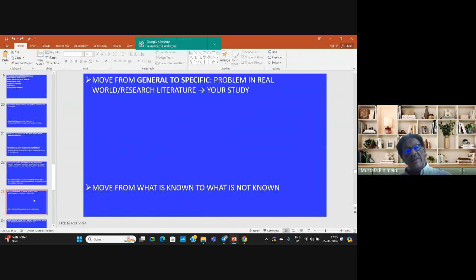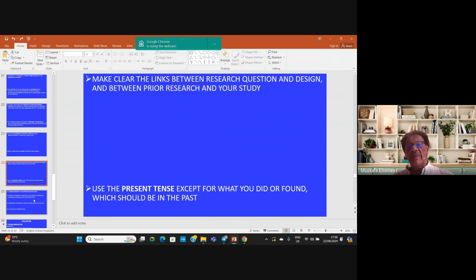Usually in the introduction, we move from general to specific. We give background information generally, and then we go specifically to the research problem and address any gaps that are there. Usually we move from what is known to what is not known, so that the introduction will be clear for the readers. Make clear the links between the research question and design, and between prior research and your study and previous literature. We use the present tense except for what you did or found, which should be in the past.